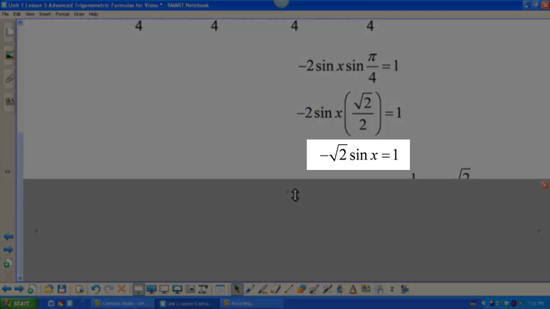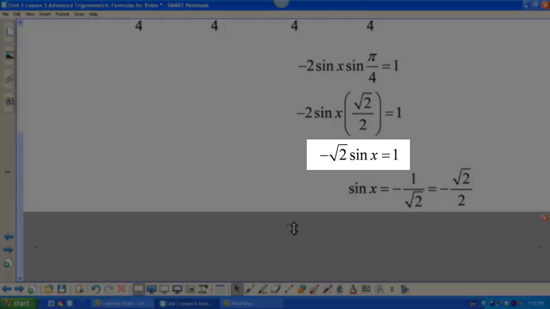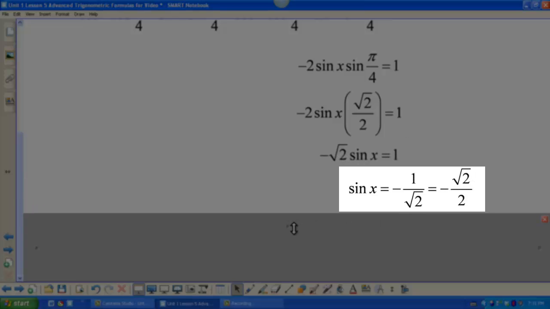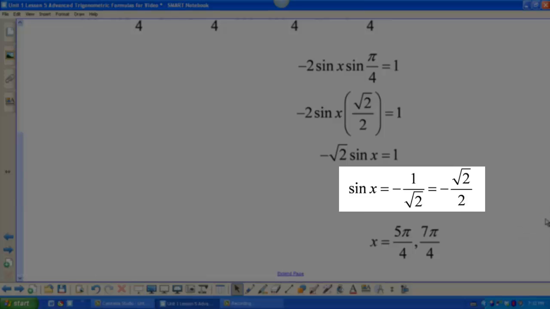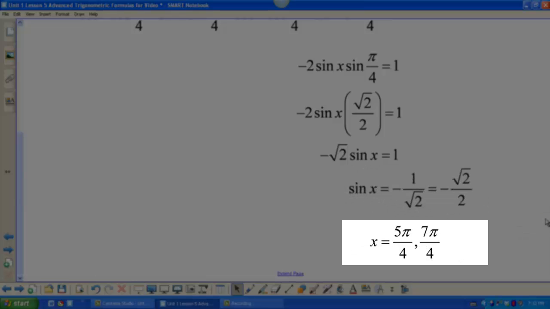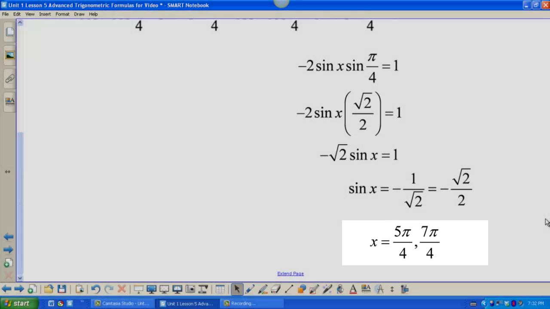In order to isolate sine of x, I'm going to divide both sides by negative root 2. So the sine of x is equal to negative 1 over root 2. For those of you that prefer it rationalized, it would be negative root 2 over 2. Then I need to go to my unit circle, and I need to find all the places where I have a y value that is negative root 2 over 2, and that is going to occur in the third quadrant at 5 pi over 4 and in the fourth quadrant at 7 pi over 4.